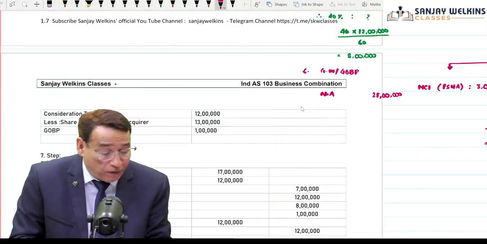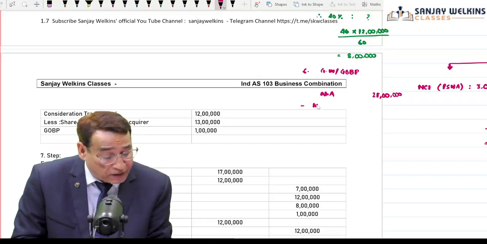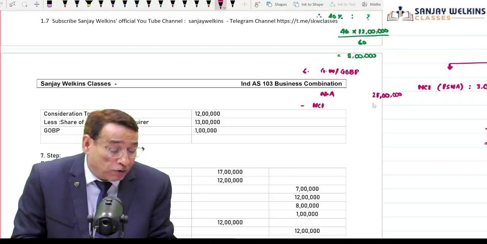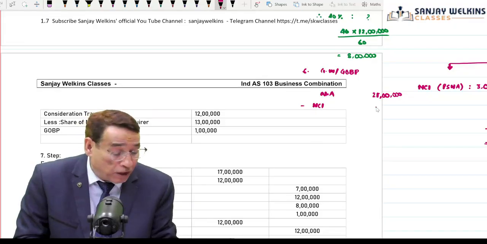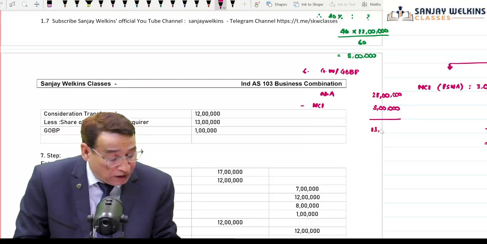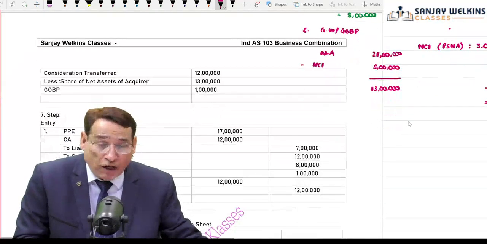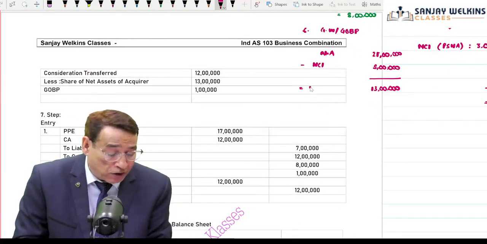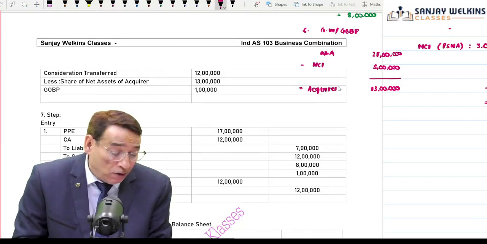And now I'm going to subtract the NCI share. Out of 21 lakh, we have just computed NCI on fair value basis as 8 lakh. So the remaining net assets, 21 minus 8, 13 lakh, belong to the acquirer. So acquirer's share is equal to 13 lakh.